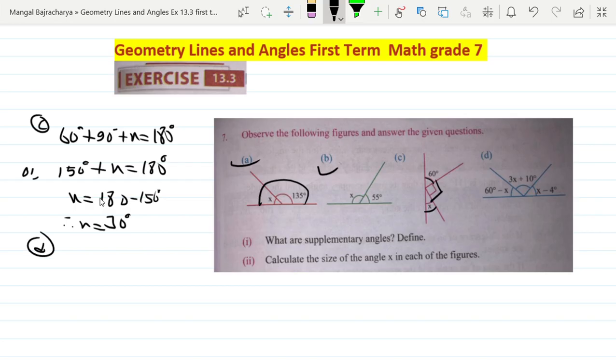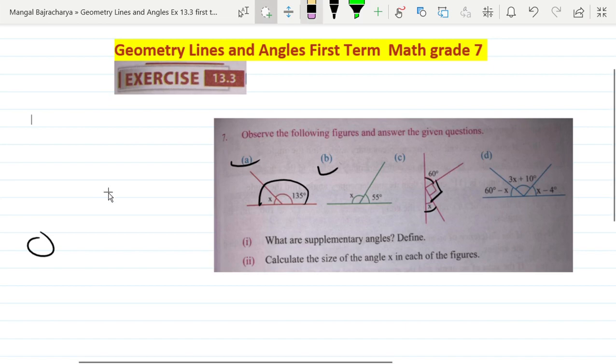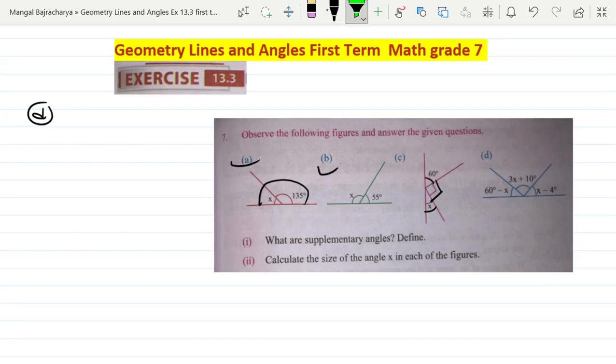Right, so how is this? Okay, number D. In this one we see the whole straight angle split into three angles: 60 minus x, 3x plus 10, and x minus 4. It's obvious that the sum of these three angles is going to be 180 degrees, which we have to use here. So the first angle is 60 minus x, the second angle is 3x plus 10 degrees, and the last angle is x minus 4. So obviously their sum is 180 degrees.